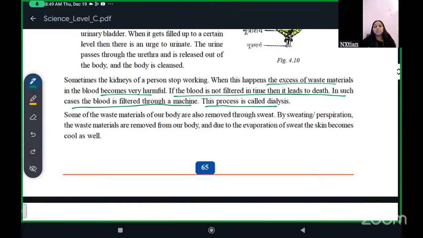Okay, the tube is attached to our body, and those tubes take the unfiltered, harmful blood into the machine, and then the purification of that blood, the filtration, takes place inside the machine, and then the filtered blood is put back into the body. So that process is known as dialysis.